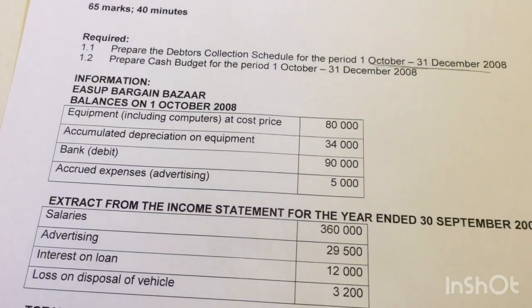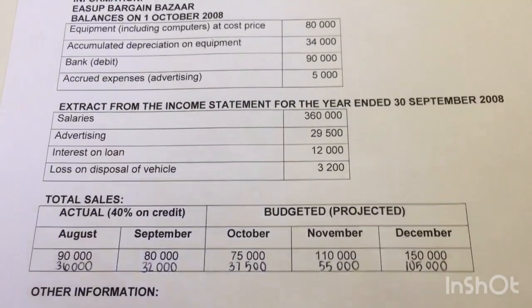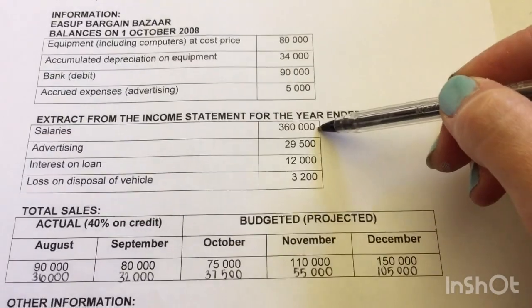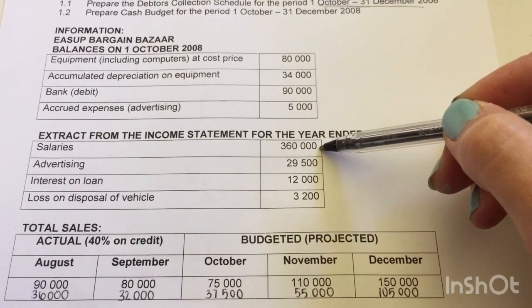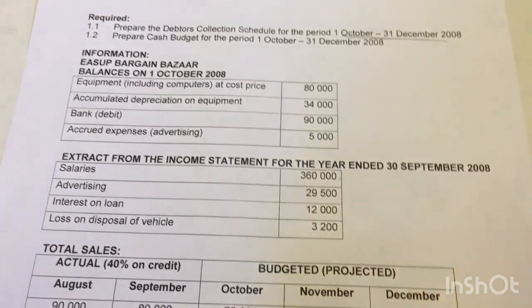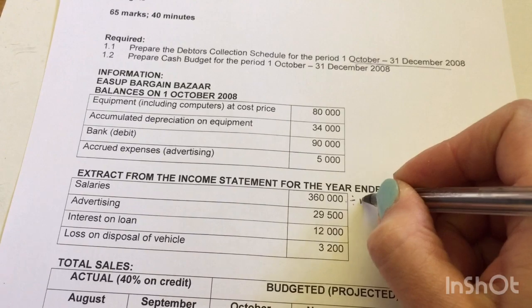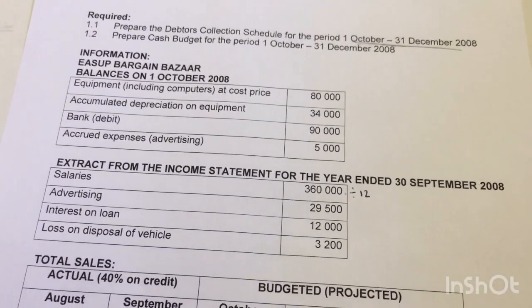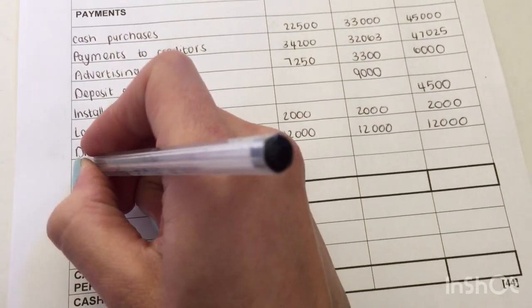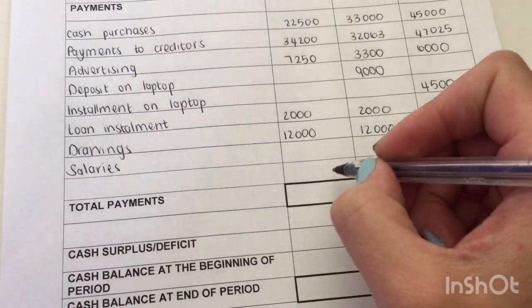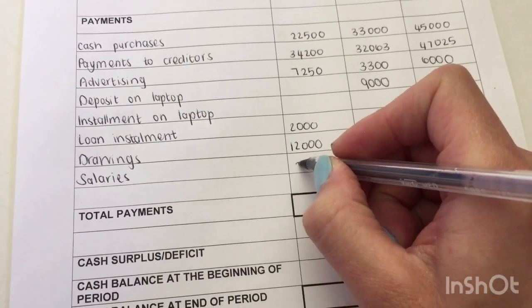So if I go back to my previous information, over there I've got an extract from my income statement. There's no other information that I can use. That is the total amount for the entire year. So I will have to go and divide it by 12 to get the monthly amount, because I need to enter over here in my cash budget a monthly salaries amount, which will be 30,000.